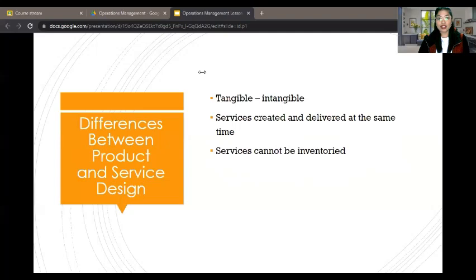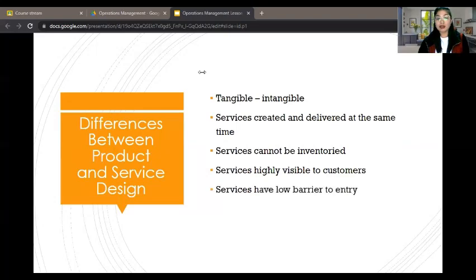Services are highly visible to consumers and must be designed with that in mind. This adds an extra dimension to process design, one that usually is not present in product design. Some services have low barriers to entry and exit. This places additional pressure on service design to be innovative and cost-effective.